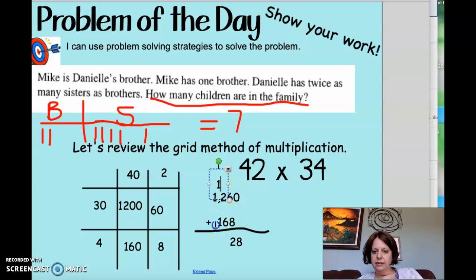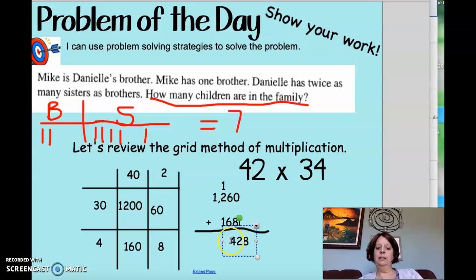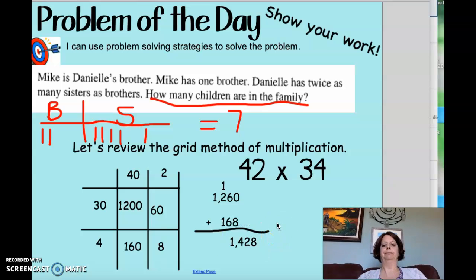It's kind of difficult because not everything is lined up perfectly, which throws me off. So 0 plus 8 is 8. 6 plus 6 is 12. Let me move this one over a tinge. Then we have 1 plus 2 plus 1, which is 4. And then lastly, 1 plus 0. So if you got 1,428, awesome job.